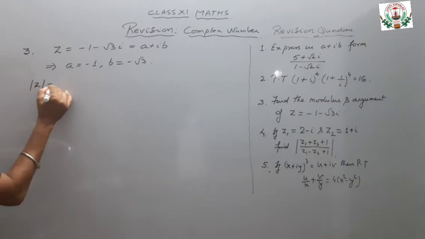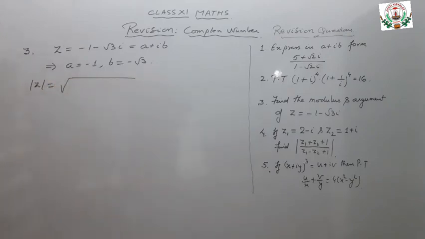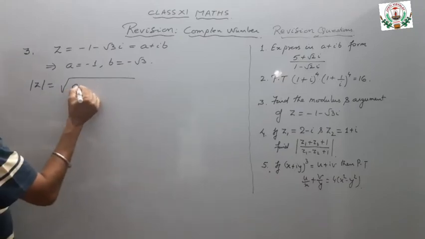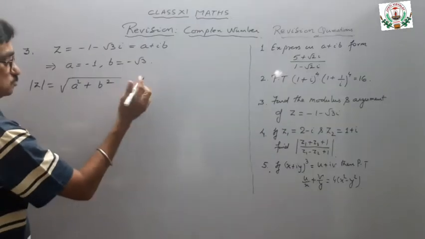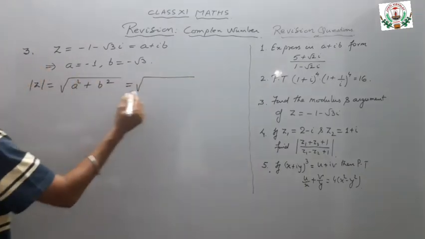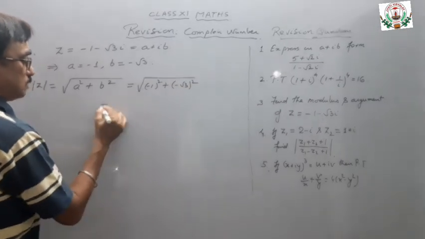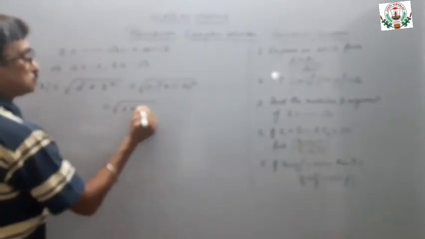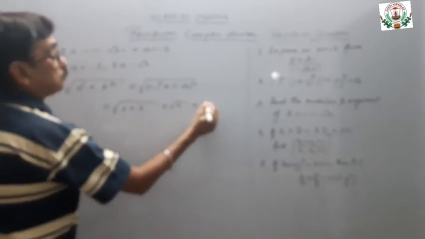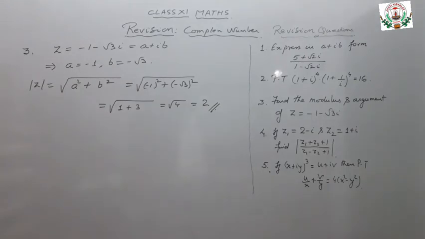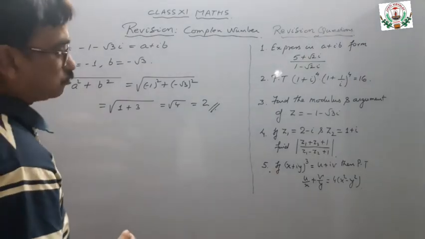As we know, the modulus is always the positive square root of the sum of the squares of the real and the imaginary part, that is root over a square plus b square. Now the value of a is minus 1 whole square, the value of b is minus root 3 whole square. Minus 1 square is 1, minus root 3 square is 3, root 4, which will be a positive value, modulus 2. And we have to calculate the argument also.